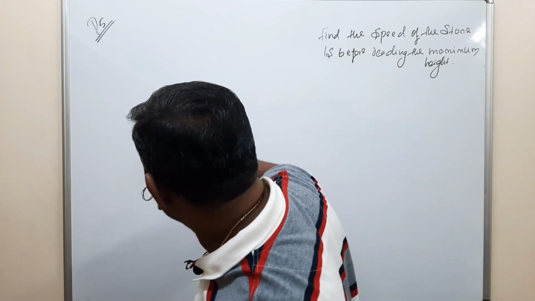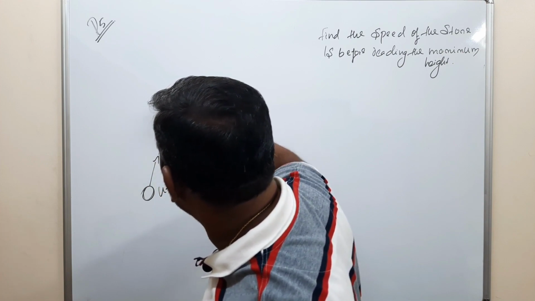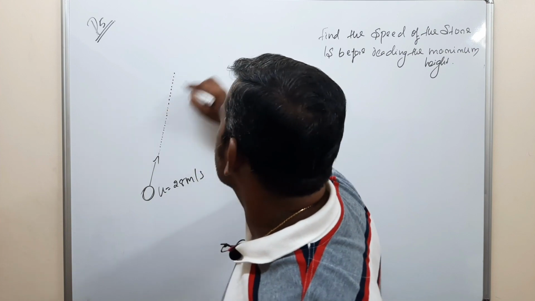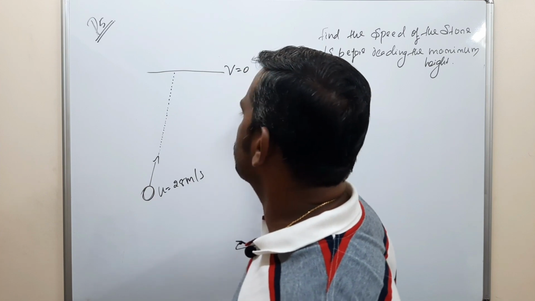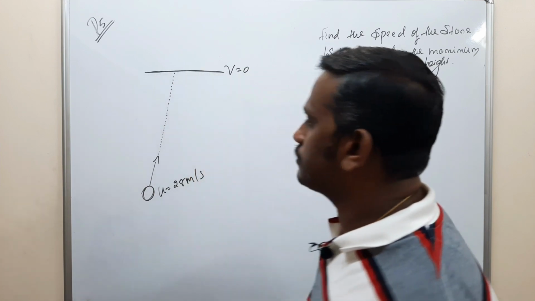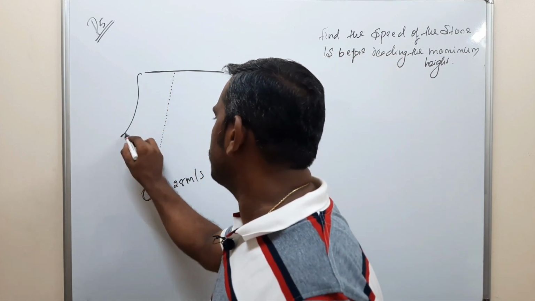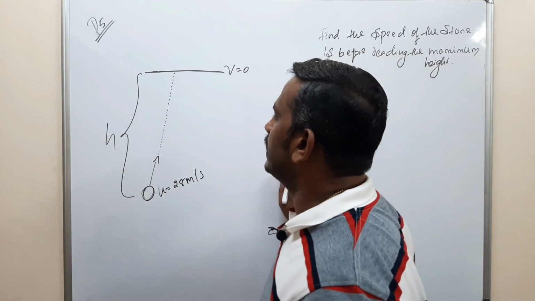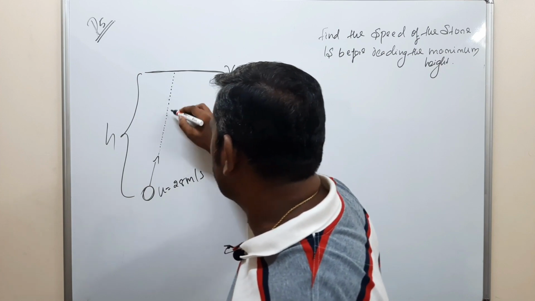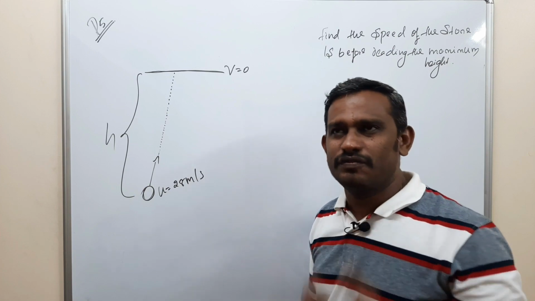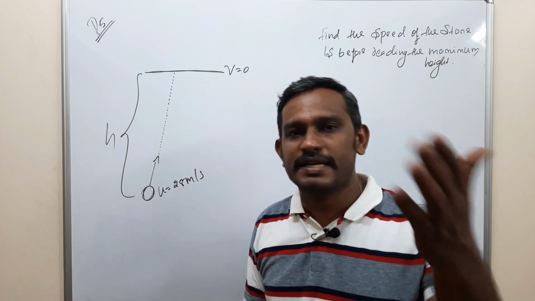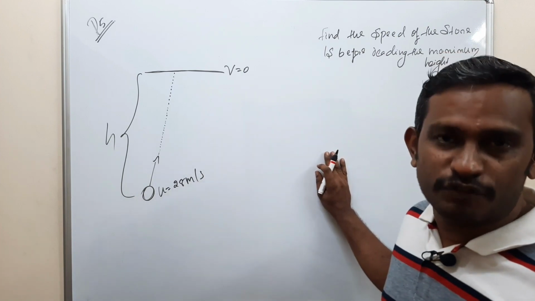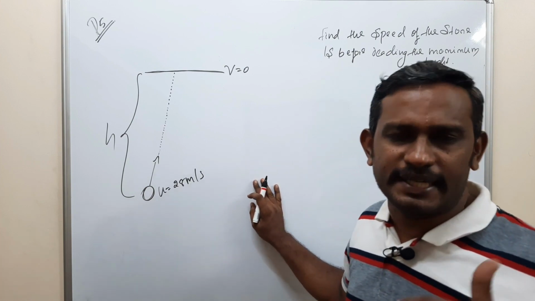So we know that when a stone is projected upwards, the speed goes on decreasing because of the gravitational force. At a certain point the speed becomes zero. Let this height be the maximum height attained by the stone. We have to find the speed of the stone 1 second before reaching the maximum height. For this question, first we have to find the time for reaching the maximum height. Then only we can fix the time that is 1 second before it.